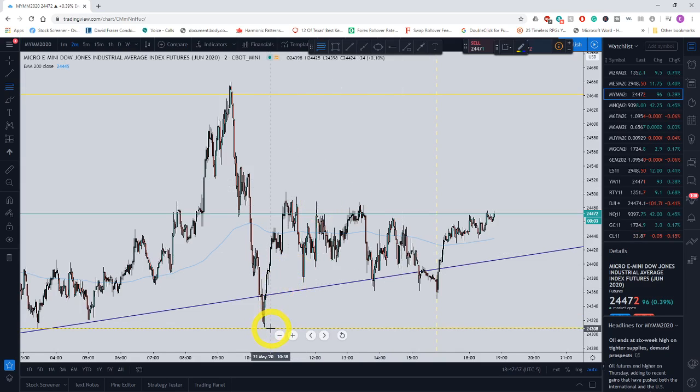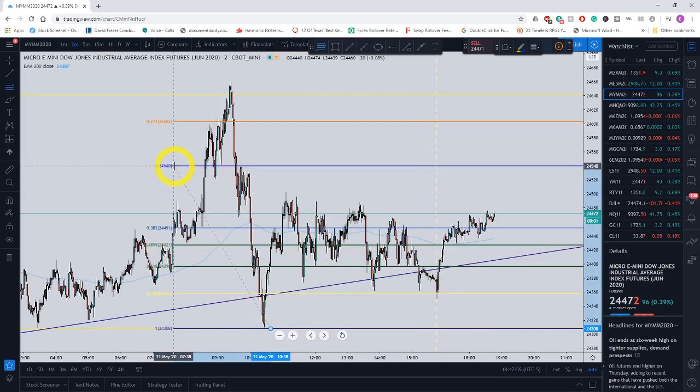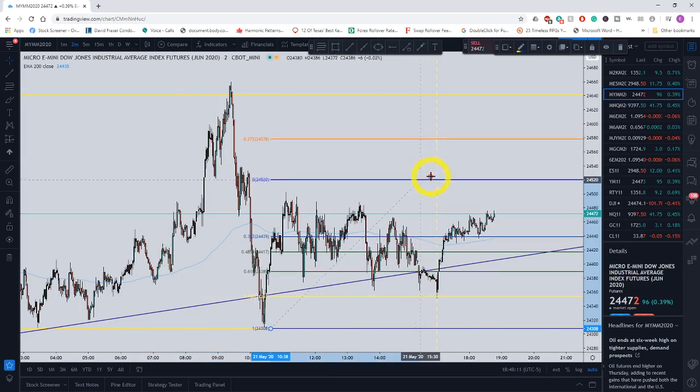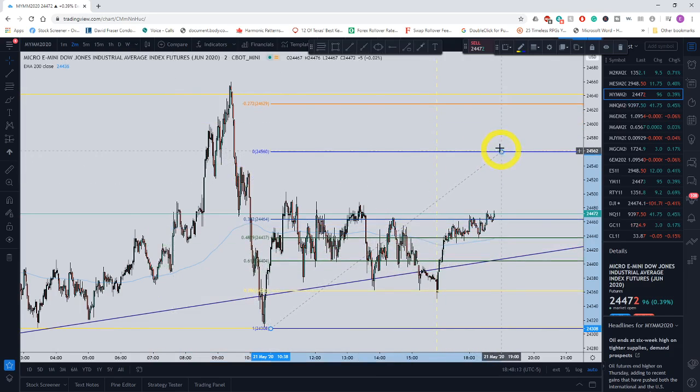The only caveat I'll be looking for is if price comes up and breaks this level right here, about 24,540. Then I would start looking for some type of retracement long trade. So if price goes up there and breaks that, then I'd be looking for eventually a retracement.